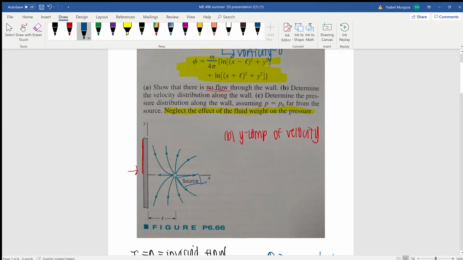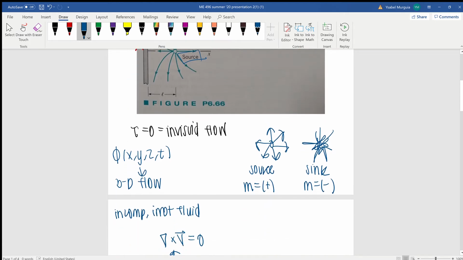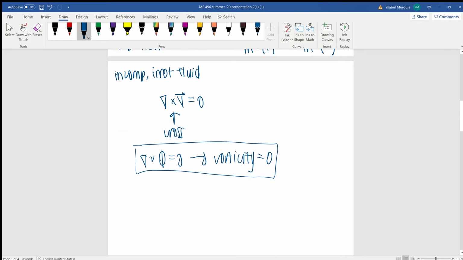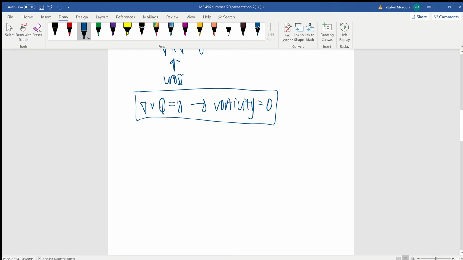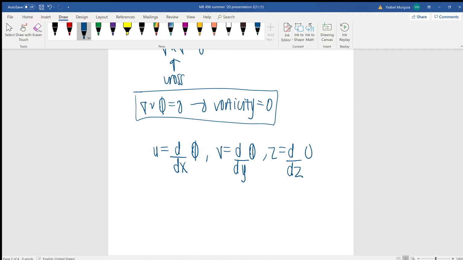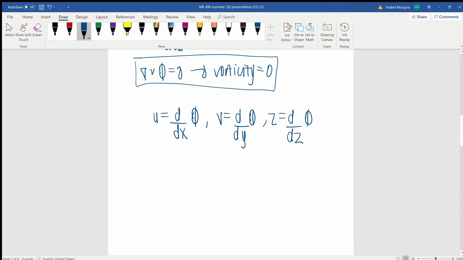So for part A, show that there is no flow along the wall. Oh, really quickly. The velocity, which is the gradient of the velocity potential, can be broken up into its components as u, the derivative of phi with respect to x, and v, which will be the derivative of phi with respect to y, and w, which will be the derivative of phi with respect to z. And the velocity can also be defined as the gradient of phi.